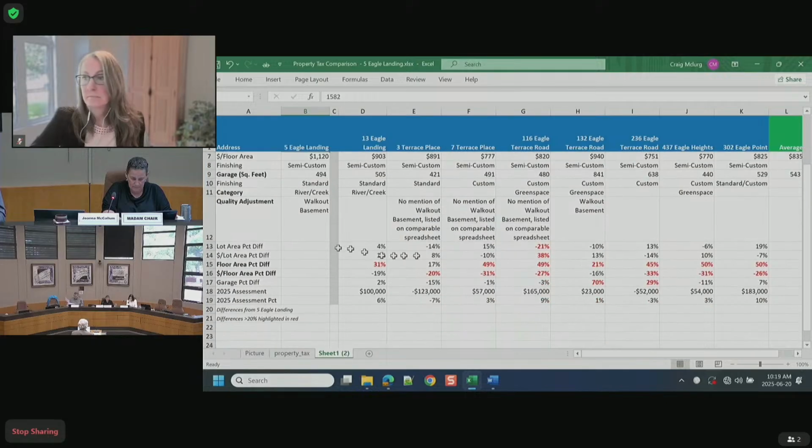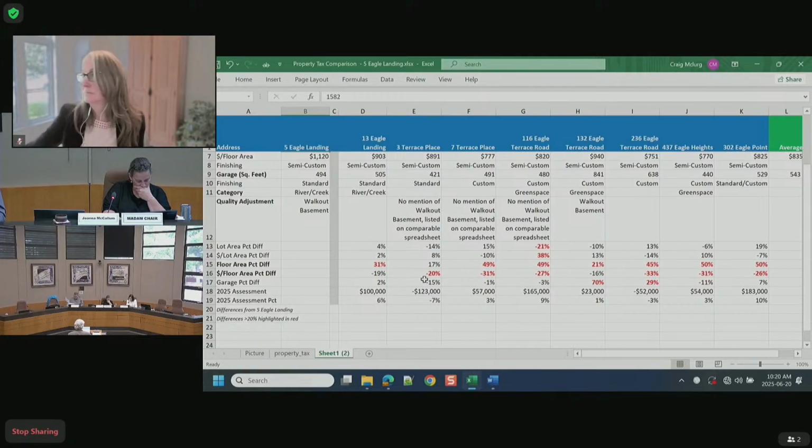The lot area percent difference, taking into account 13 Eagle Landing, which is the first one in the row, it's pretty much the same size. The dollars per lot area are pretty much the same. The floor area percentage difference is 31% greater. Everything that's greater than 20% has been highlighted in red in the spreadsheet. The dollars per floor area percent difference is 19% less compared to 5 Eagle Landing. The garage is 2% bigger, and the 2025 assessment is $100,000 more, which is 6% more.